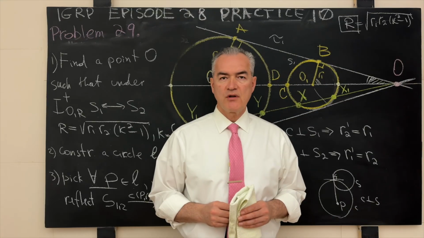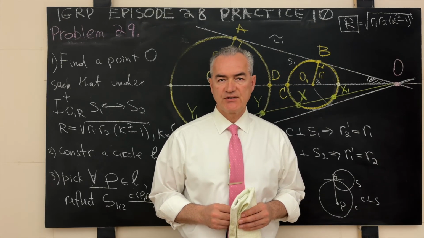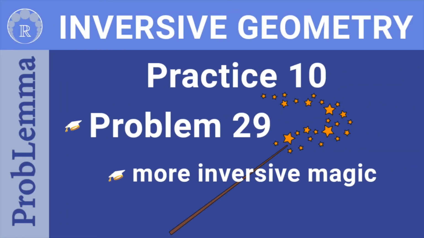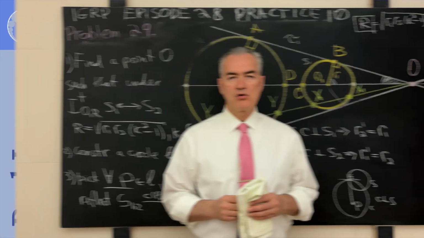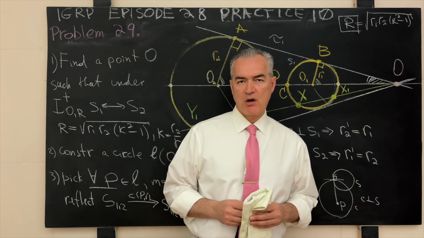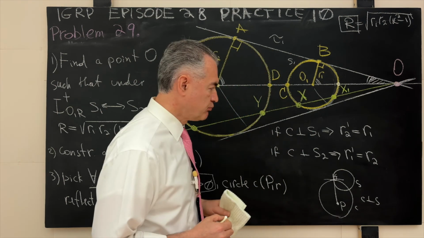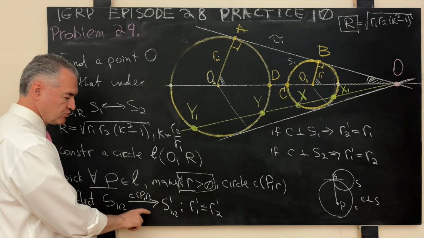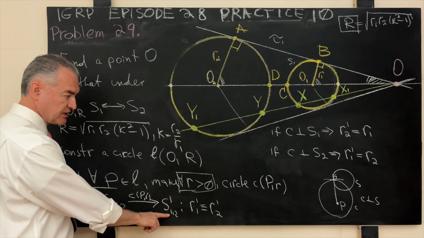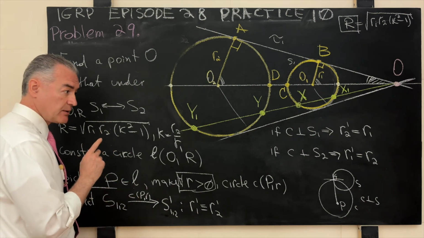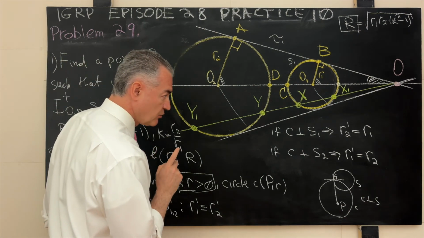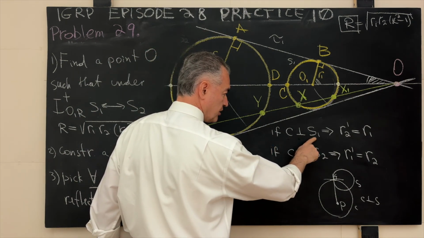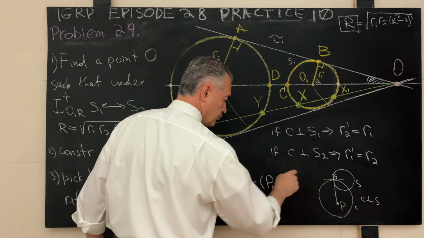But wait, there is more. The magic of inversive geometry has another present for us in store. Recalling our discussion of degrees of freedom in this problem a few seconds ago, we know that the radius of inversion r for the circle of inversion that will produce the pair of circles of equal size is irrelevant. And what does that mean? That means that we can very well make the circle of inversion C orthogonal either to the input circle S1 or to the input circle S2.